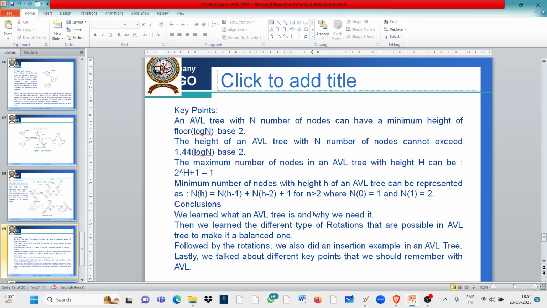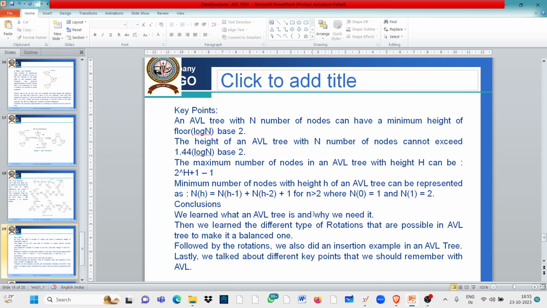And the height of the AVL tree with n number of nodes cannot exceed 1.44 log n base 2. That is also you have to remember. Then maximum number of nodes can be. So these are the things, all the things we check it there, we don't have any problem. So you get some GATE questions, we are preparing for the GATE questions. These key points are very important for them. So we will be solving some GATE questions in our coming videos. So there I will tell you how to solve this type of problem.